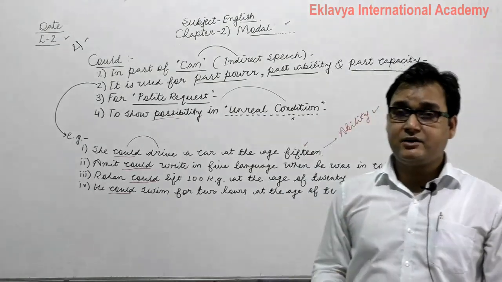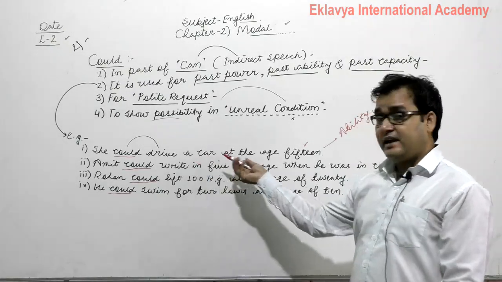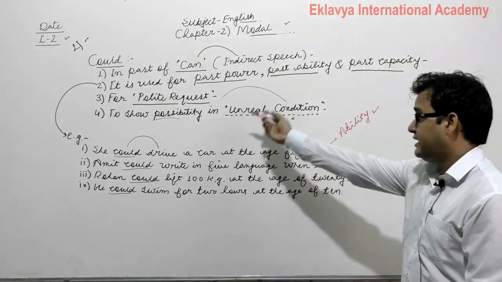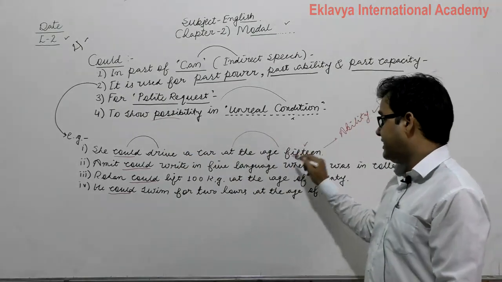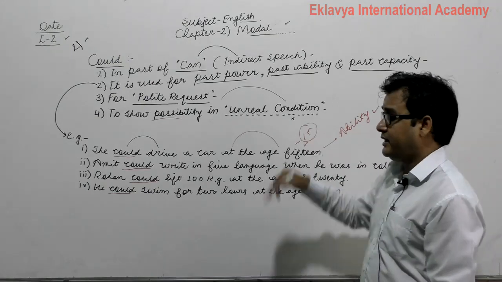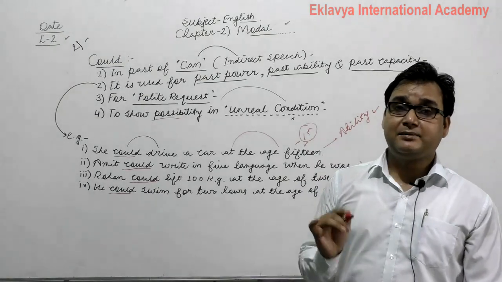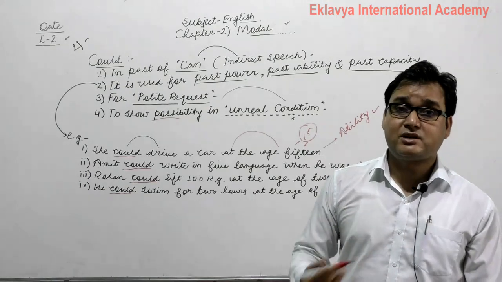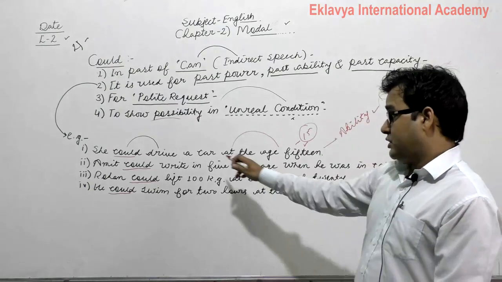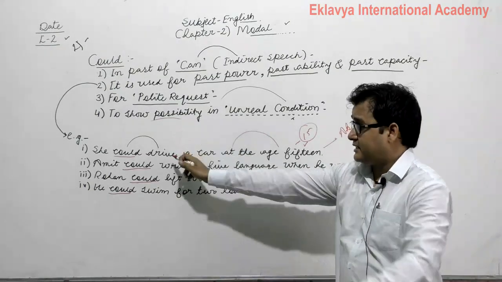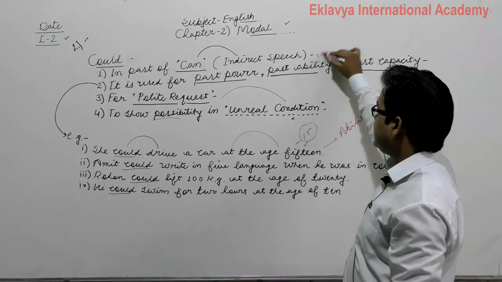कार को ड्राइव करने के लिए यू नीड एबिलिटी टू ड्राइव, यू नीड स्किल्स टू ड्राइव. सो शी हैड स्किल्स एट दैट एज, और इन दैट एज शी कुड ड्राइव ए कार एट द एज ऑफ 15. इट मीन्स दैट शी हैड द एबिलिटी और शी हैड द स्किल्स टू ड्राइव अ कार एट द एज ऑफ 15. Is it clear? So this example proves that basically could is used for past ability.